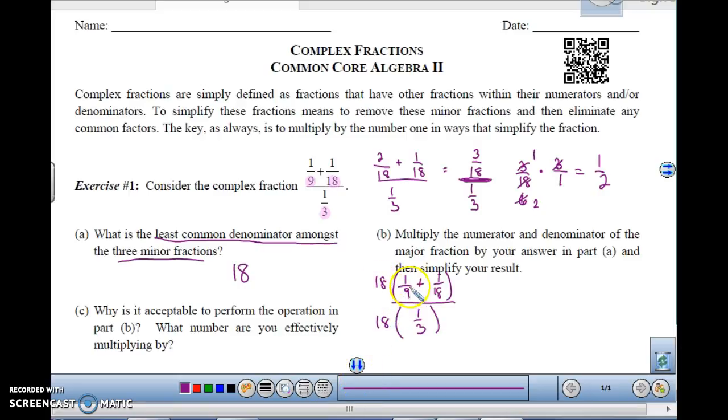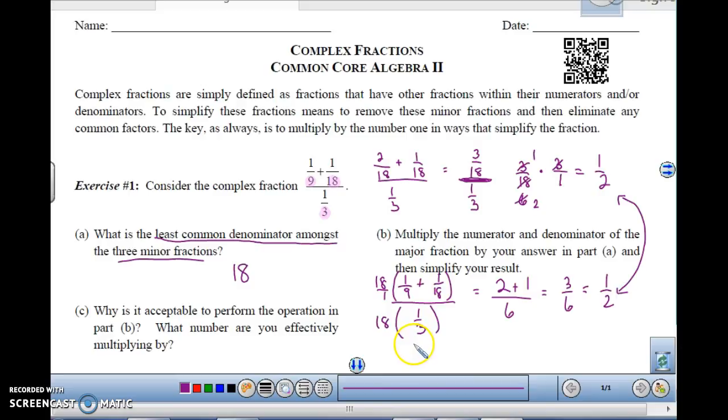So 18 times 1/9, 9 cancels the 18, leaving 2. This one is going to be 18 cancels 18, leaving just the 1, because this is really 18 over 1. This is 2 plus 1. In the denominator, 18 times 1/3, the 3 cancels the 18, leaving a 6. 2 plus 1 is 3, over 6 is 1/2. Look at that, I got the same answer. So the trick here is multiplying by the common denominator.